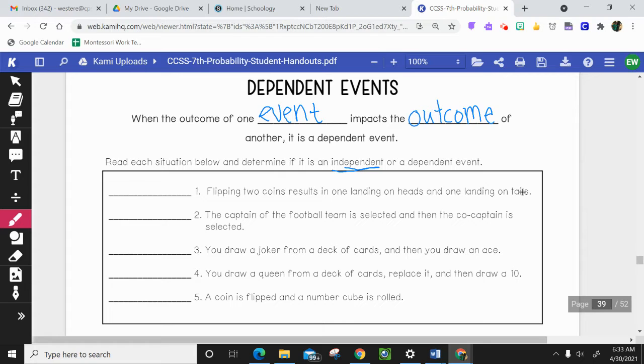When we're looking at flipping 2 coins, with results of one landing on heads and one landing on tails, there are 2 coins, you're flipping them independently, so it's an independent event. The captain of the football team is selected, and then the co-captain is selected. Well, the captain cannot be the co-captain, so it's dependent.